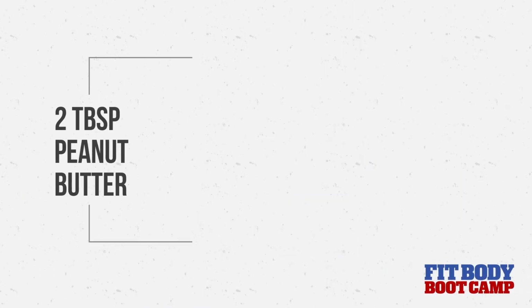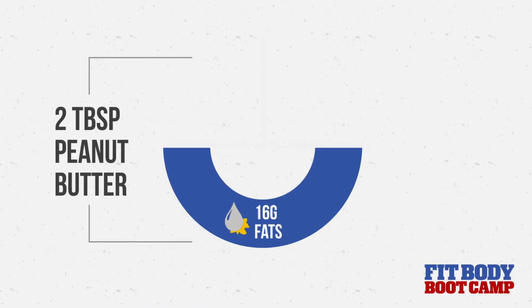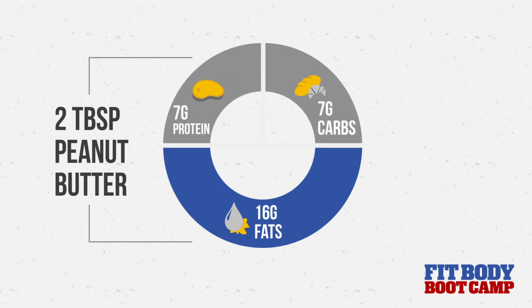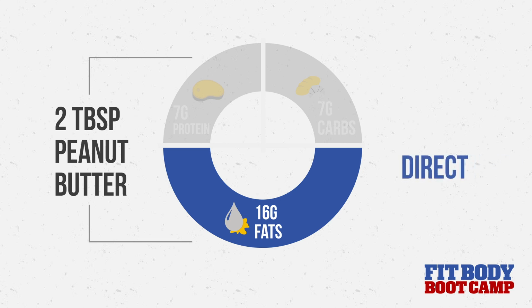For example, 2 tablespoons of peanut butter has 16 grams of fat, 7 grams of carbs, and 7 grams of protein. As you can see, there's more fat in peanut butter than carbs or protein, so we only count the fat. That means fat is the direct macro in peanut butter, and we will count the 16 grams toward your total fat intake. The protein and carbs in peanut butter still exist, but they are considered indirect sources, so we don't count them toward our macro totals.